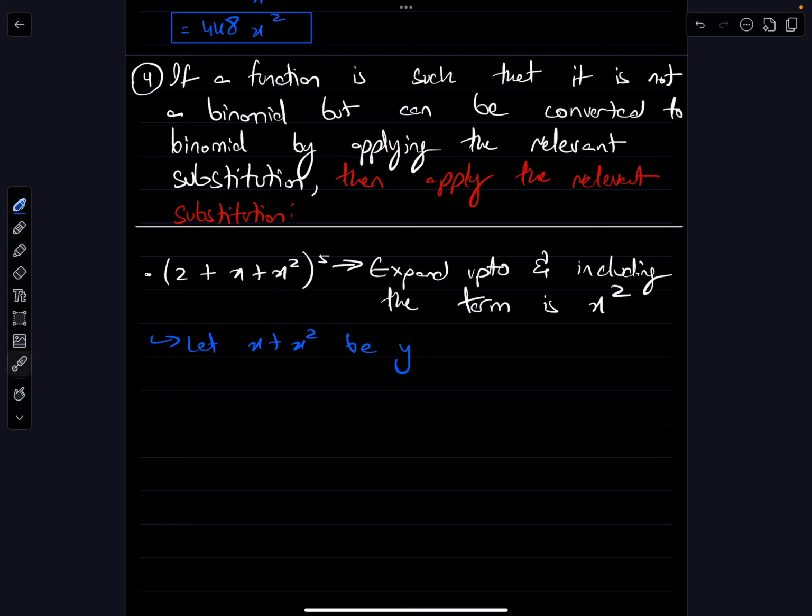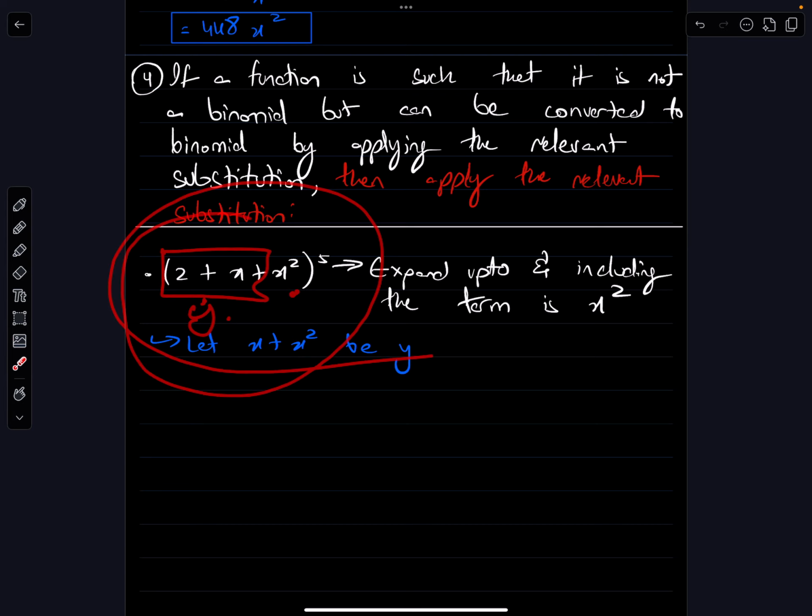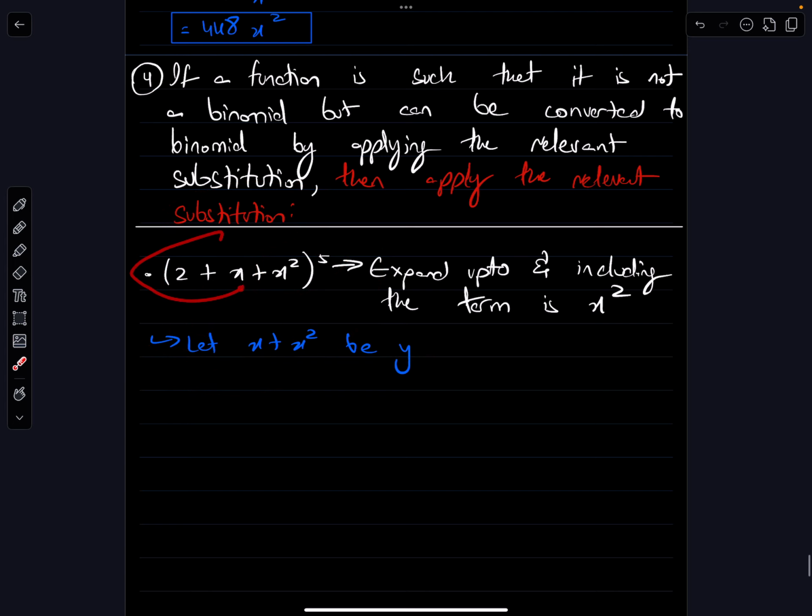There is a mistake which students often make, that what if we substituted 2 plus x as y? This will just make a mess because you will have two variables now, y and x. Never do this. Never mess with the constant. Always deal with the variable.